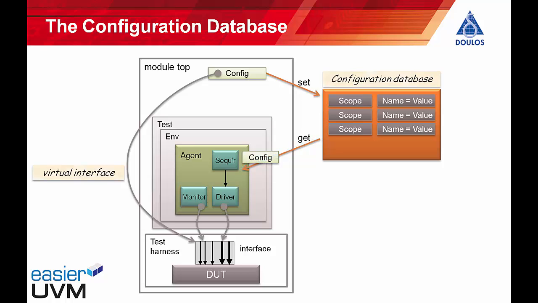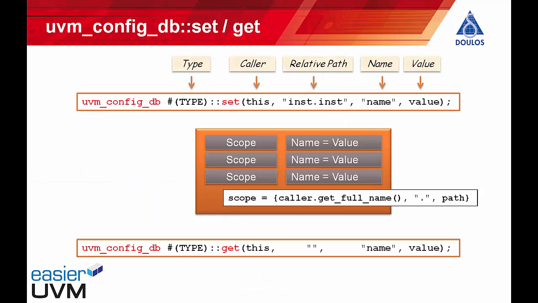In this particular case, we're storing a virtual interface in the configuration database, so the agent that retrieves the configuration information from the configuration database is assigning virtual interface references within the monitors and drivers. The main methods that we use to access the configuration database are set and get, so let's take a look at those in some detail.